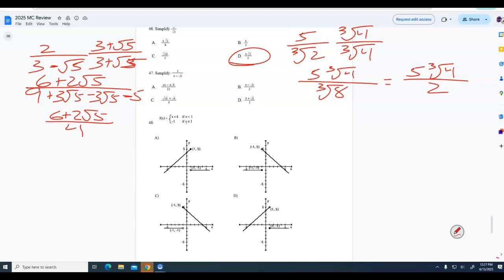Now that can be simplified. Okay? 6 over 4 is 3 over 2. 2 over 4 is 1 over 2, so this is the simplification. And your answer is D.